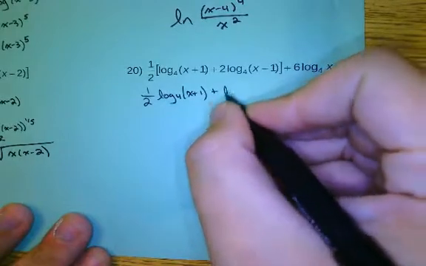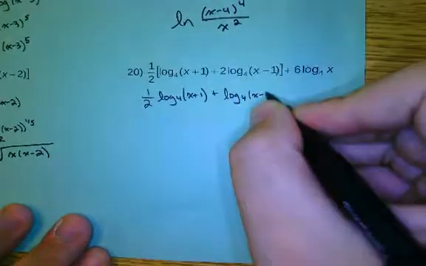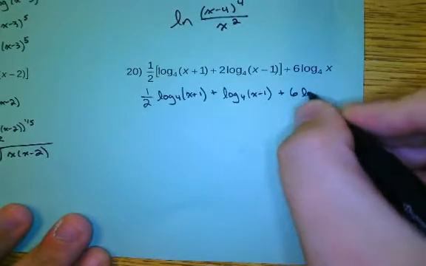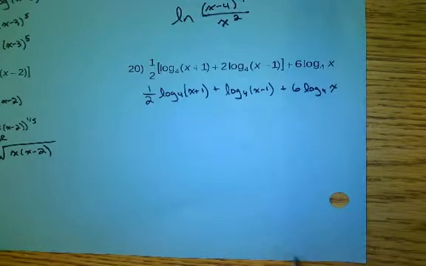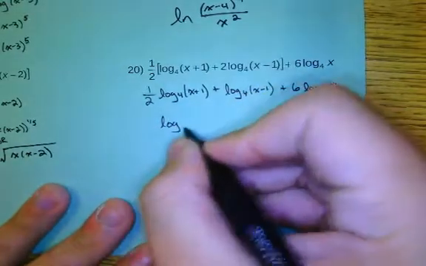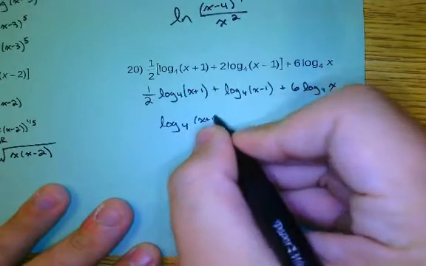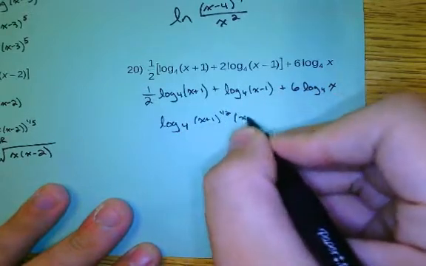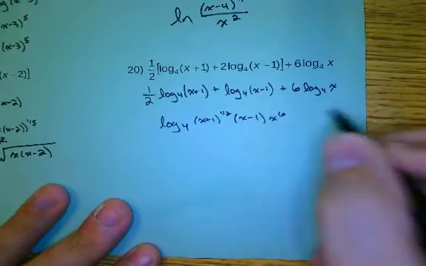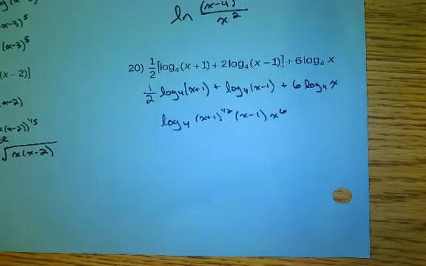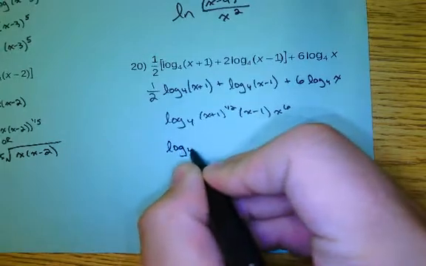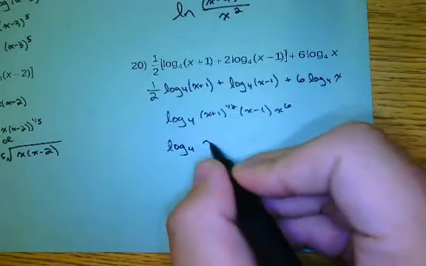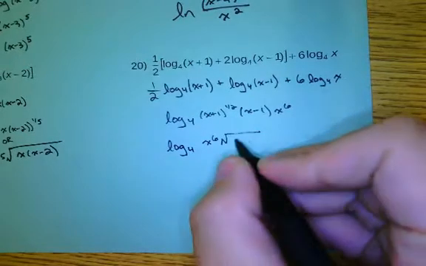Distribute the 1/2 to the 2, it becomes a 1. I'll just ignore it. Don't need anything in front. Watch me go real quick on this one. So this is going to give you log base 4 of x plus 1 to the 1/2, x minus 1, and then x to the 6th. That's really about it. You can rewrite it a little differently if you want with that exponent, making that a square root. I like to put my plain old x's in front.